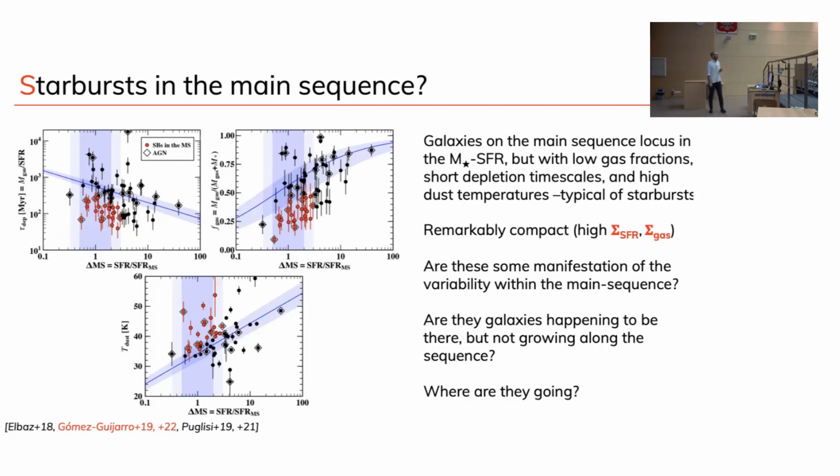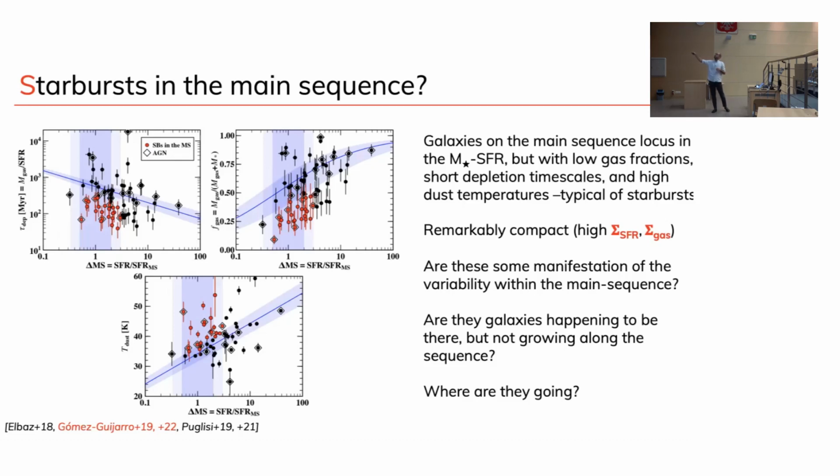So what are these things? Are they main sequence galaxies or part of the scatter, or what happens? Maybe it's some effect of the variability within the main sequence, maybe not. There are different options, but something interesting here is that all these objects are remarkably small. They're compact. So the surface density of these quantities, star formation and gas mass, as a function of the projected area, is going up pretty much. So the density is very high, and so the efficiency also is very high.